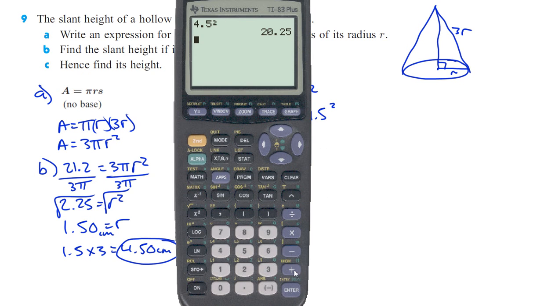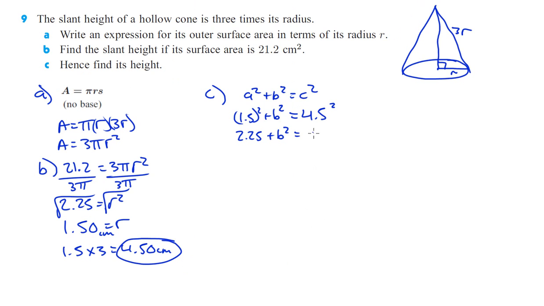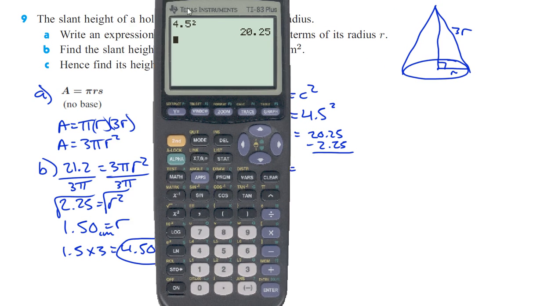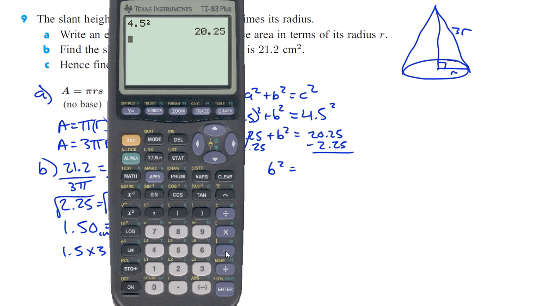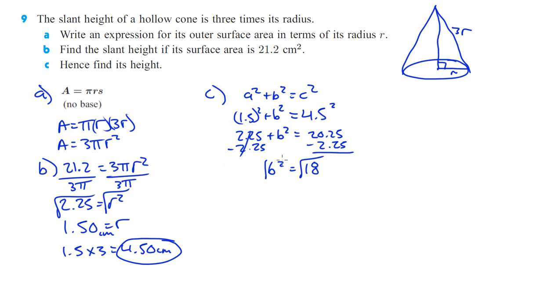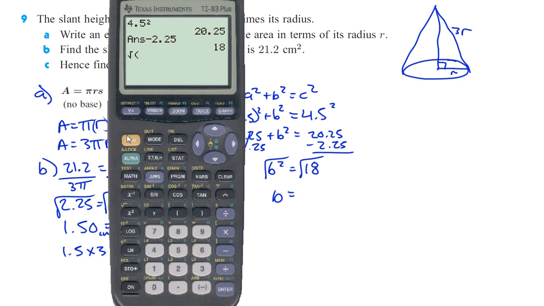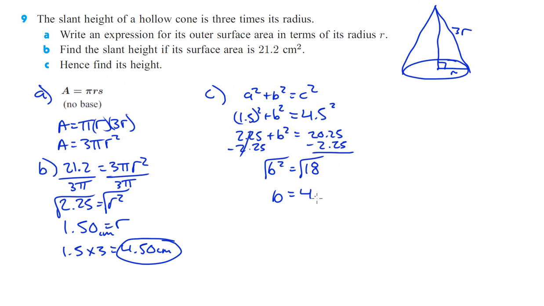4.5 squared gives us 20.25. So subtract 2.25 from both sides. We get b squared. So 20.25 minus 2.25 gives us 18. And then we want to simply square root both sides to figure out what the height's going to be. So we square root our answer, and we get 4.24. 4.24 meters should be our height for number 9.